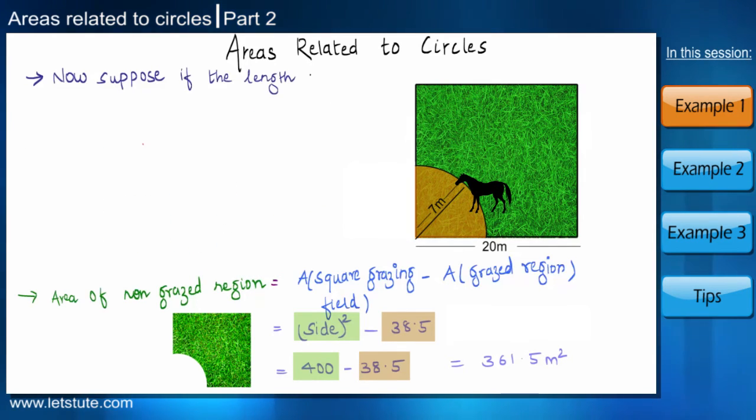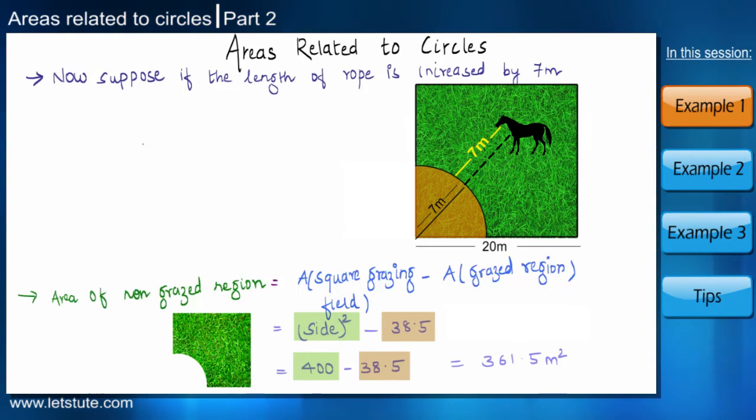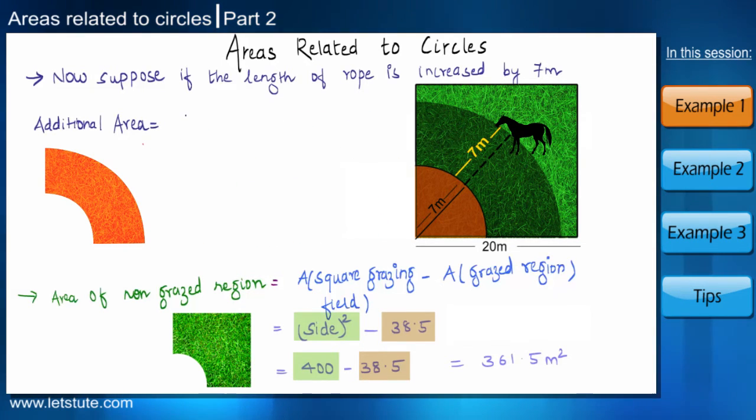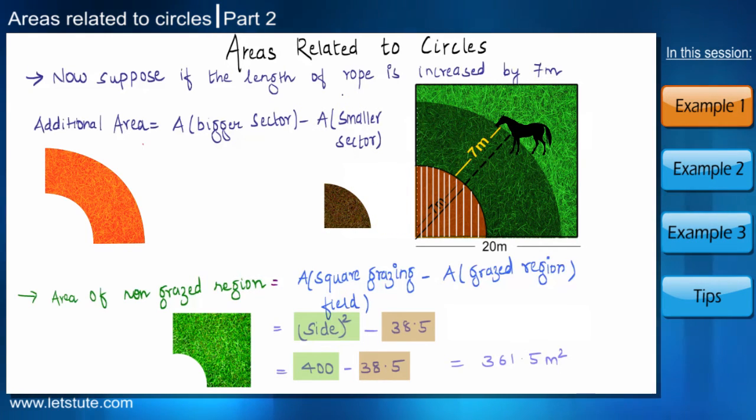Now suppose if the length of the rope is increased by 7 meters, then again the horse will cover area like a sector only. But if we are asked to find only the additional area that the horse will graze, then how should we proceed? Well, it's pretty simple. Since the additional area just means the increase in the area that he was grazing previously, so we just have to find the difference between the smaller sector and the bigger sector.